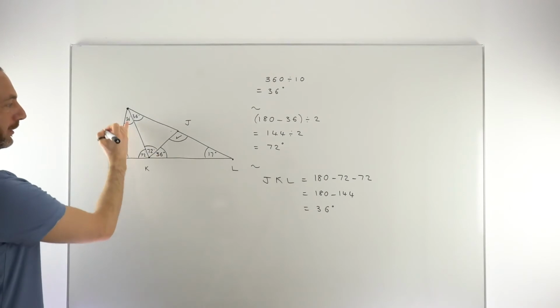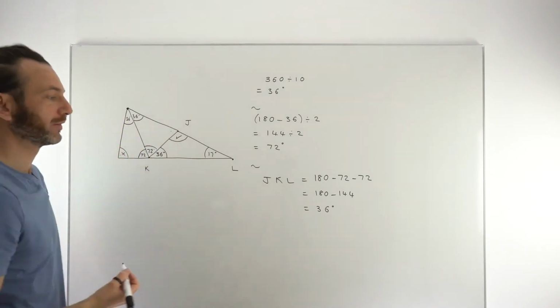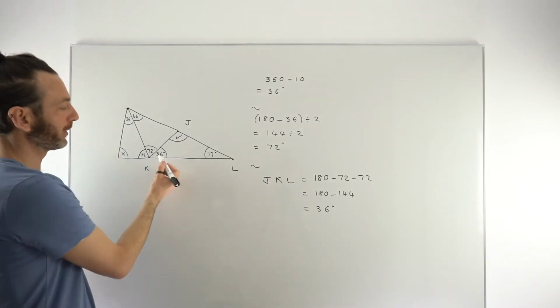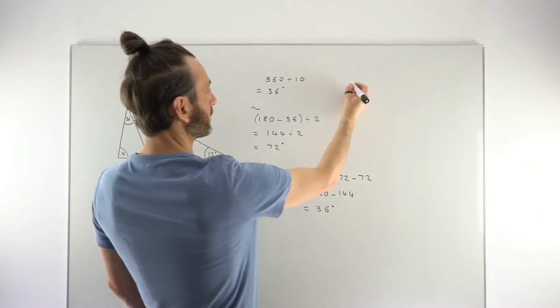So that angle there and that angle there are obviously the same, but we need to go via the 72 to get those. So how does that help us? Well, now we can go back to our original triangle and we can find the angle we were originally interested in. I'll put it up here.